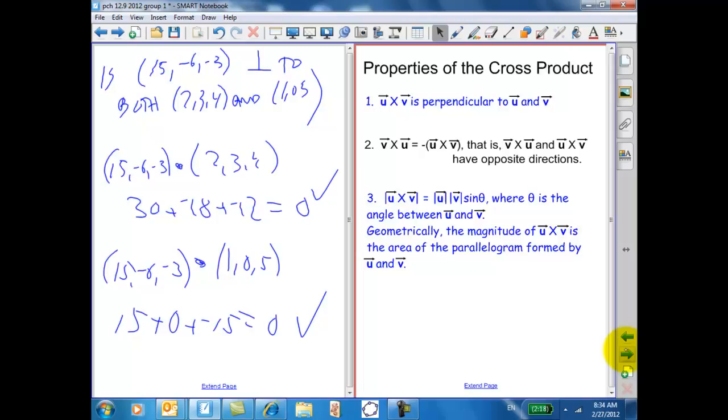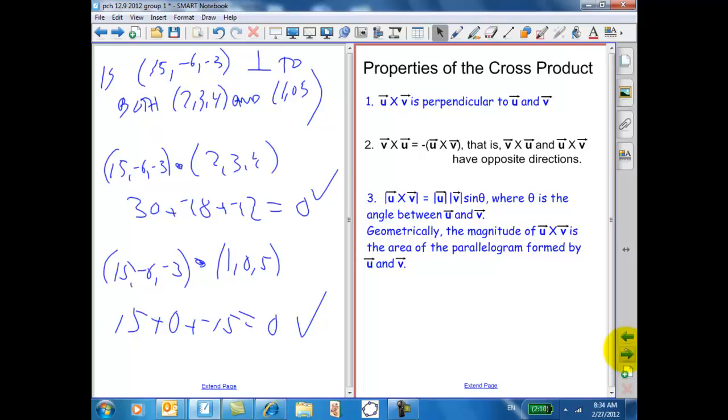Multiplication and addition are commutative. Subtraction is not. If you reverse the order of subtraction, you get exactly the opposite answer. And so too with the cross product. If you reverse the order of the cross product, you get exactly the opposite answer. It'll have the same magnitude, just exactly the opposite direction.